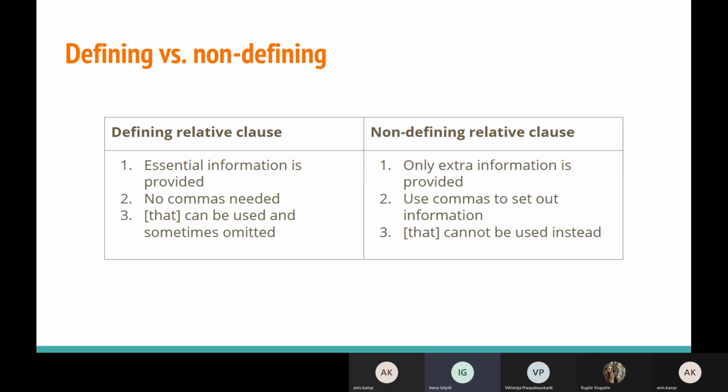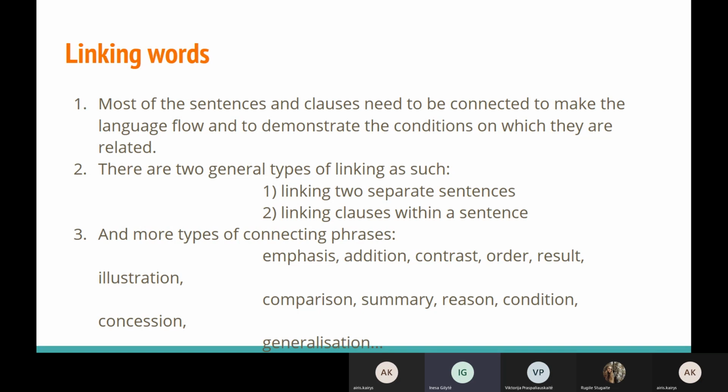Of course, we can take a look at that, which can sometimes be used and sometimes omitted. It really depends on the sentence that you're using. However, that may be used. And if you cannot change that pronoun into that, it means it is a non-defining relative clause, because that cannot be used instead. As well as, only extra information is provided in the non-defining relative clause, and commas are to be used at all times, because you really want to put emphasis on the information that is not essential in the sentence. Now I give the floor to my colleague.